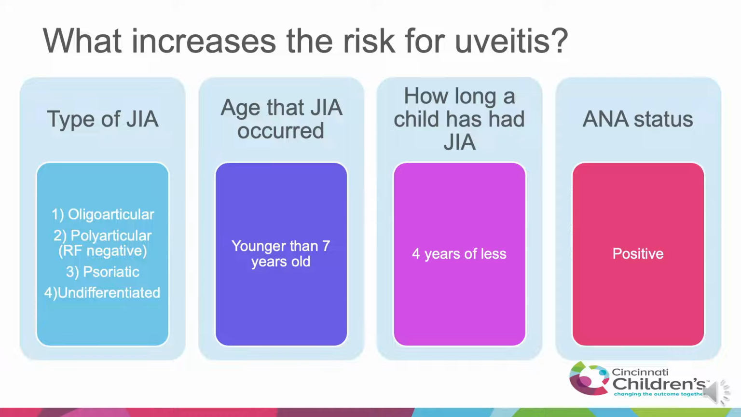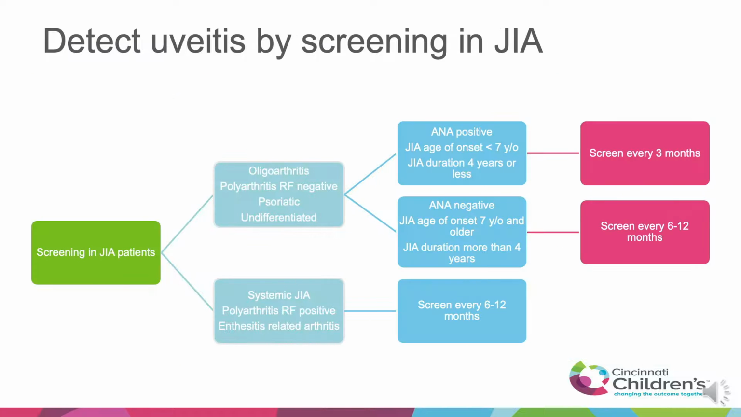Children who are younger than 7 years of age when JIA occurs, or have had JIA for 4 years or less, so they are early in their JIA course, and if they have a positive ANA. I wanted to share this figure with everyone because it shows the frequency that a child has to see their eye doctor based on their risk factors. So children have to go anywhere from every 3 months, every 6 months, to once a year, and your doctors can help you determine how frequently these visits are needed.